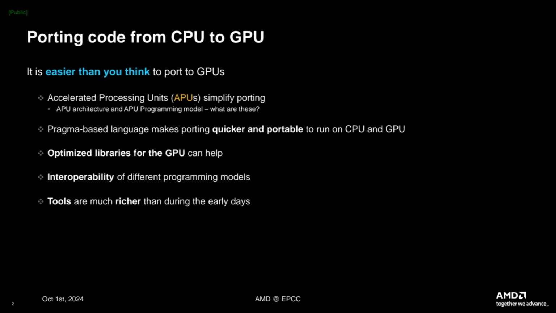You can call an optimized library for that. You can also leverage the interoperability of different programming models, such as OpenMP and HIP, as we will see during this event. And now the tools are a lot better and a lot richer, and you have several options that you can use to debug, optimize, and profile your code.